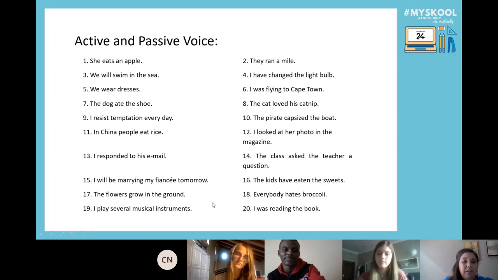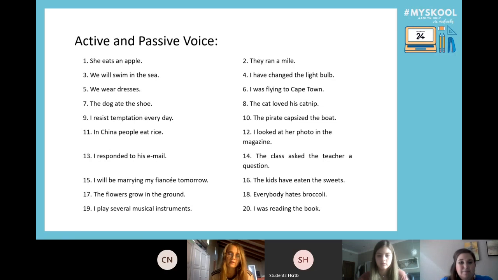Okay, good. Yes. Number 19, Layla, I play several musical instruments. Ma'am, it is in the simple present tense. Yes. And it is several musical instruments are played by me. Yes. Why is it are played and not is played? Because musical instruments is in the plural form. Exactly. So we have to have a look at the concord as well.